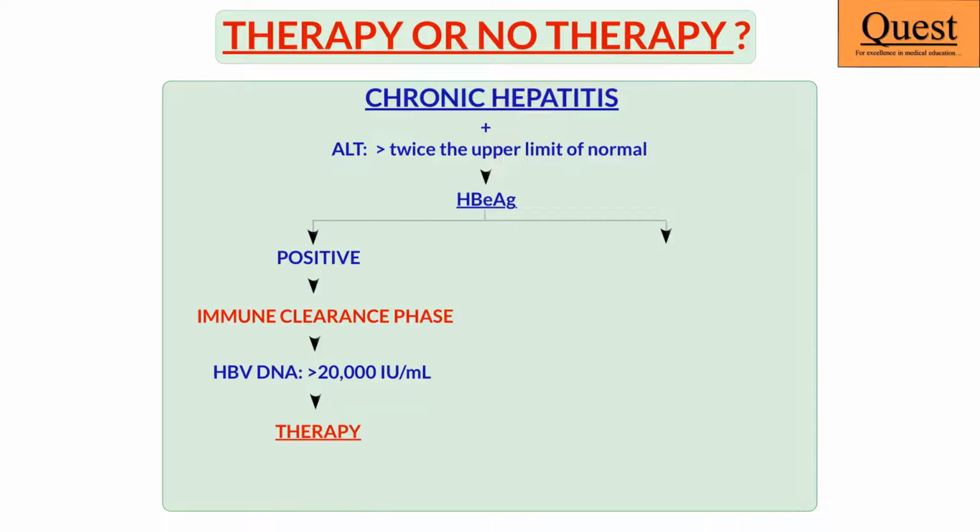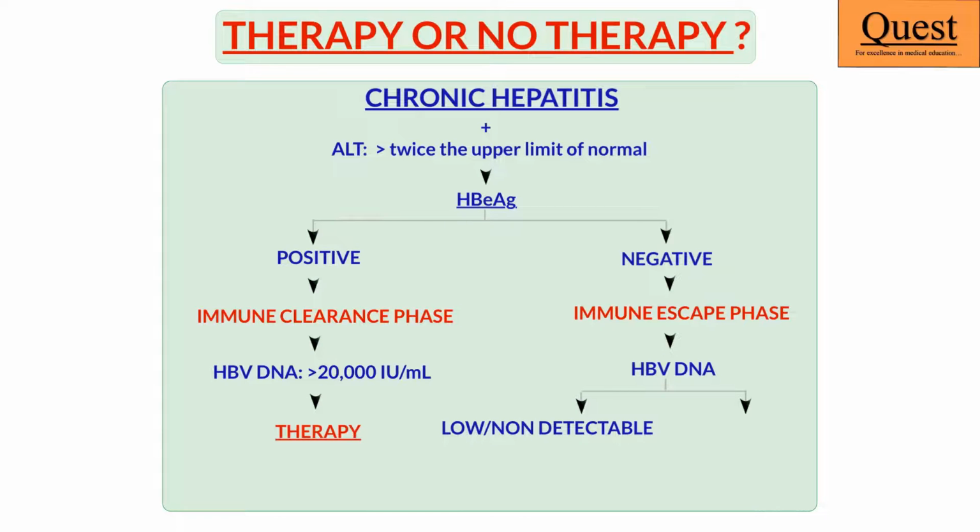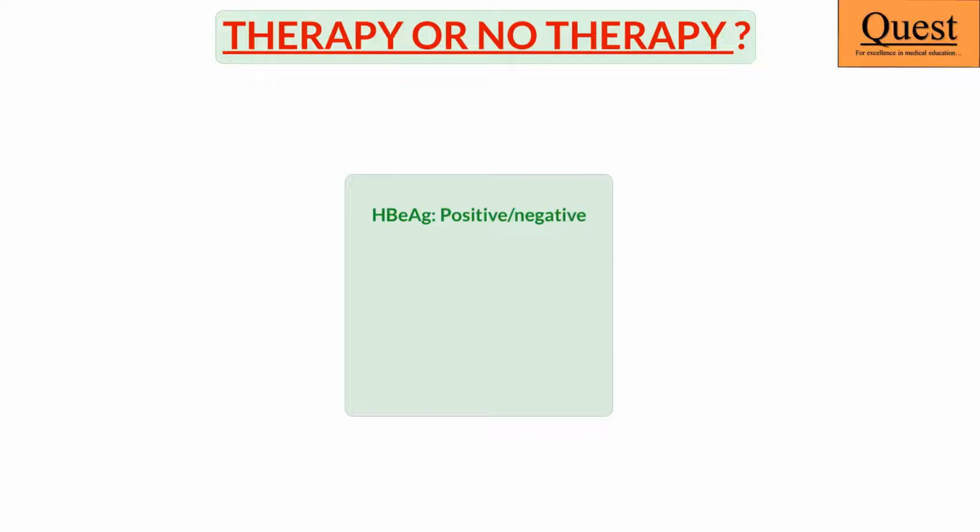But in a patient who has elevated ALT, if HBe antigen is negative, it could be the immune escape phase. Here, I would again look for DNA levels. If the DNA level is low or non-detectable, patient would not require therapy. But if HBe antigen is negative, but DNA is more than 2000 international unit per ml, then that's again an indication for therapy. Irrespective of HBe status, if the patient has liver cirrhosis and the DNA is detectable, that's again an indication to start antiviral therapy.